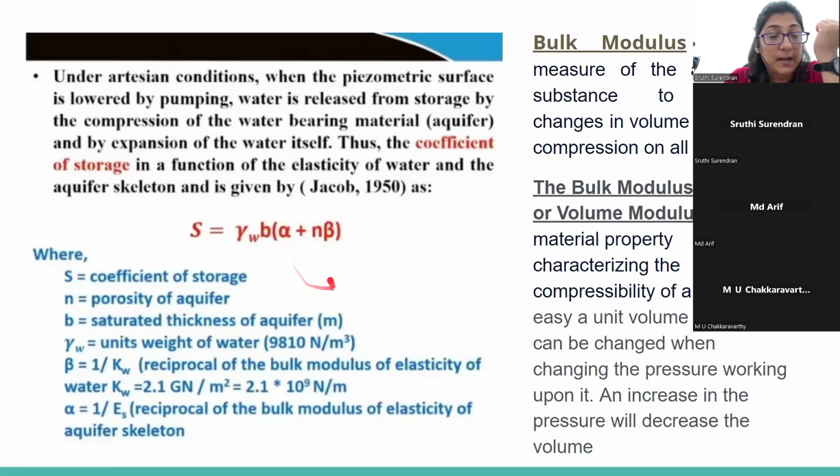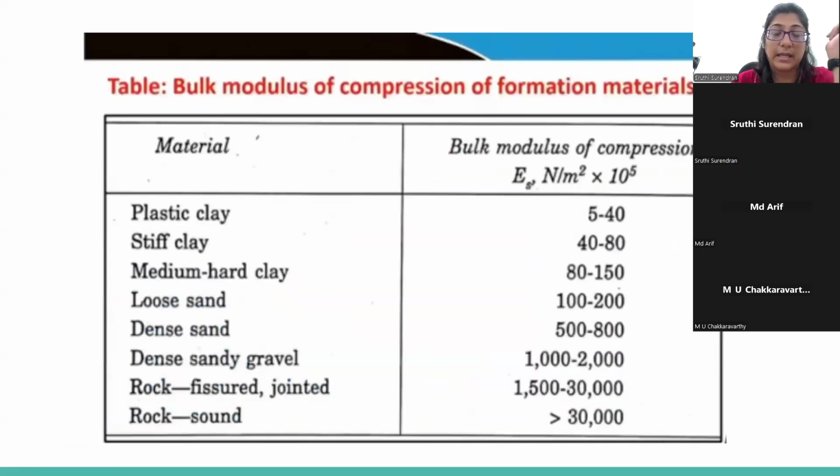Now, alpha and beta are not equal to the bulk modulus. They are the reciprocal of the bulk modulus of elasticity. Beta is the reciprocal of the bulk modulus of elasticity of water, which we know is this value, whereas alpha is the reciprocal of the bulk modulus of the aquifer material. Now, depending on aquifer materials, the bulk modulus of elasticity is going to vary. So, there is a list of materials that has been provided in the lecture material.